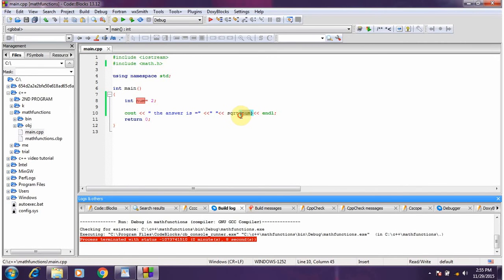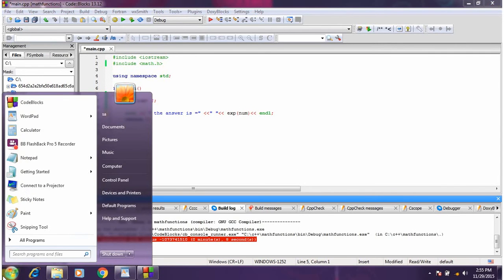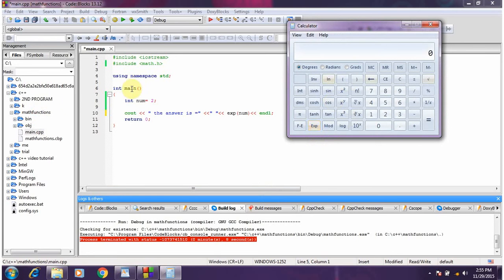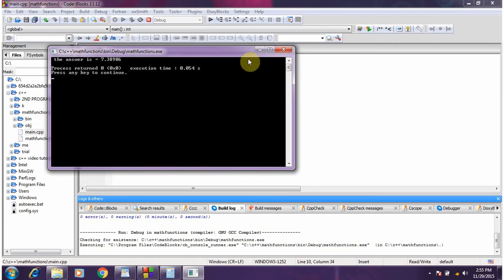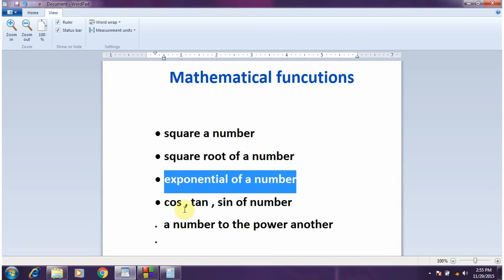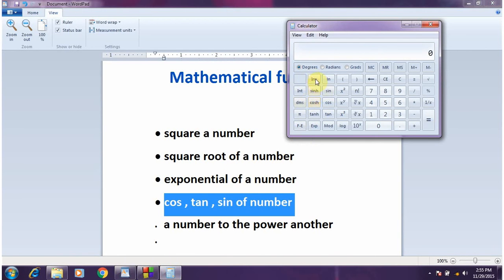For exponential, you just come and do the same thing, but instead of the square root, I will just remove it and type exp. So it's raising a number to the exponential on the calculator. So the exponential of 2, e to the 2, will give you something like 7.3. Okay, then let's go to the next one, cos, tan, and sine of a number.